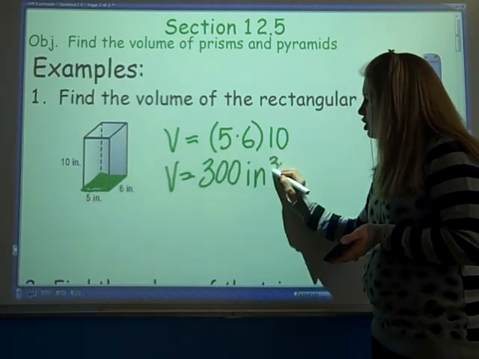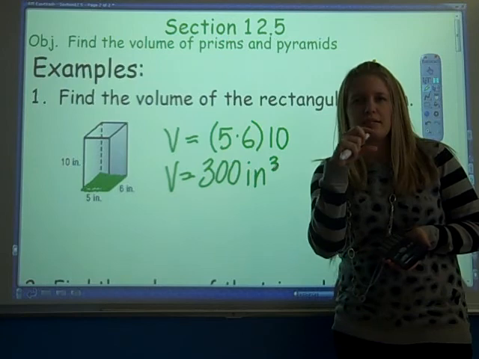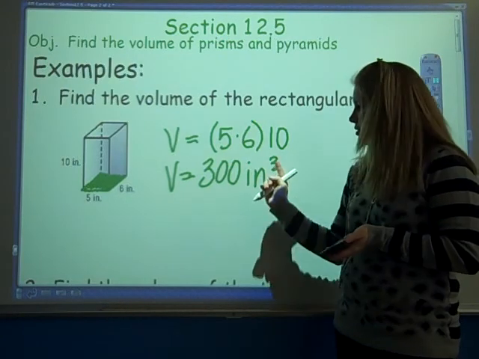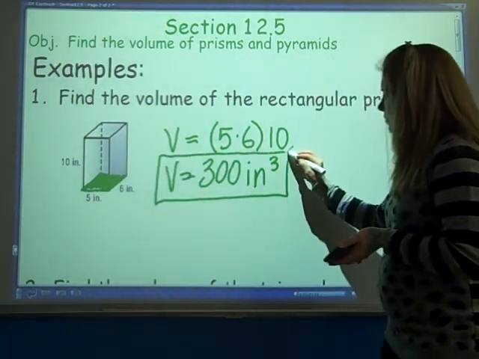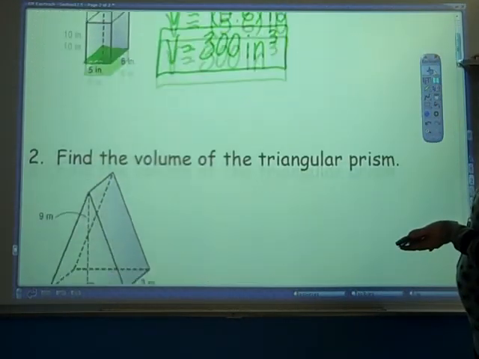inches cubed. And we do cubed because it's a volume, you're doing a length times a width times a height. So that's why it's a cubic unit. And that's it. Okay, let's try another one.